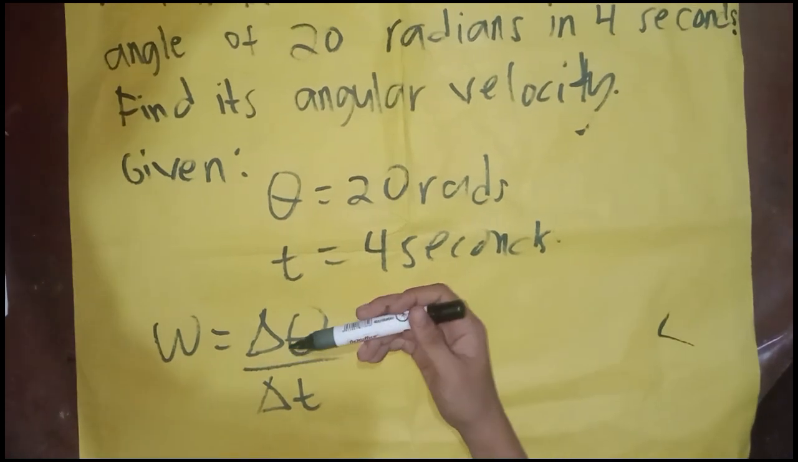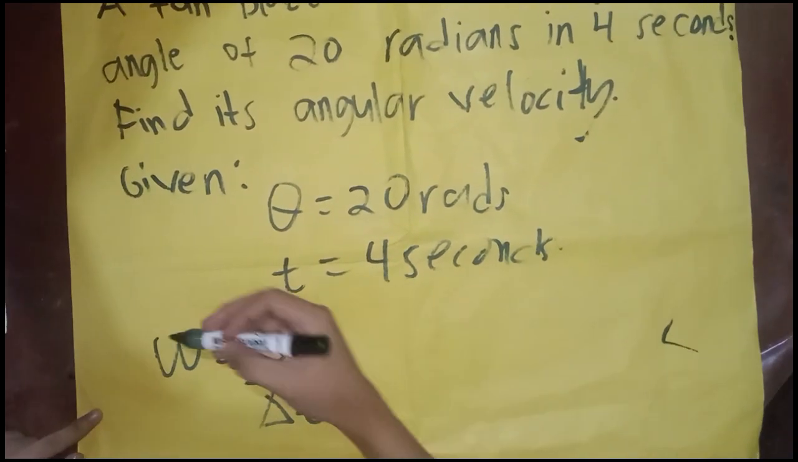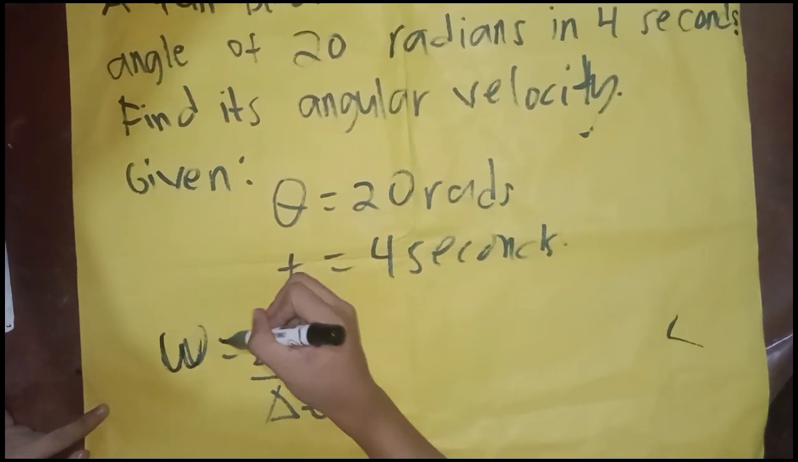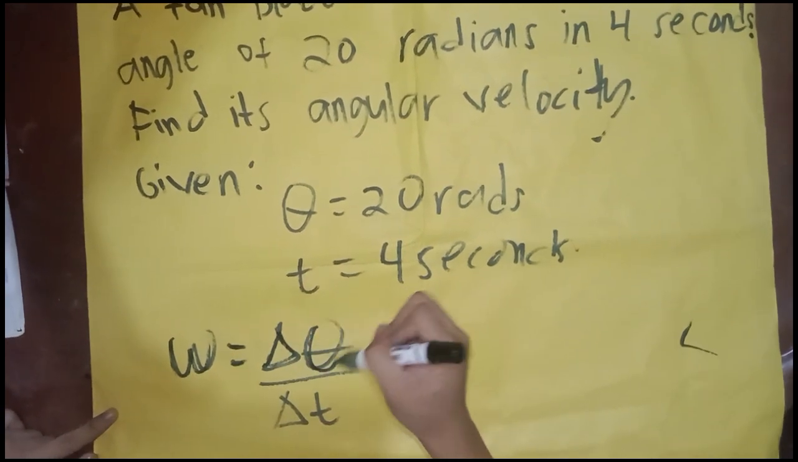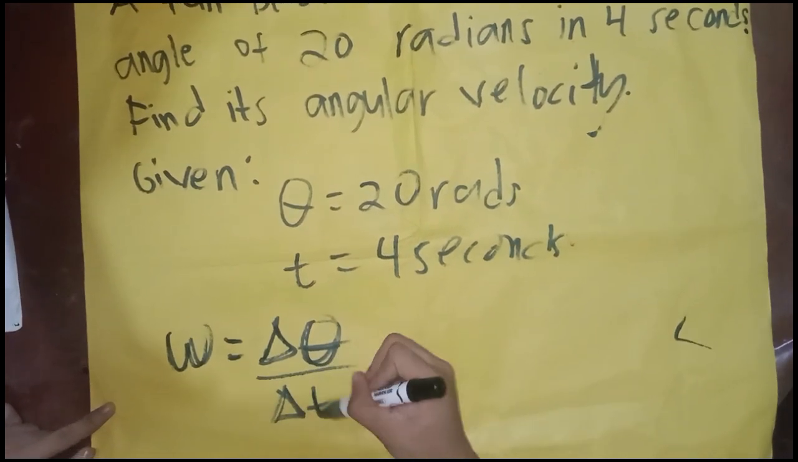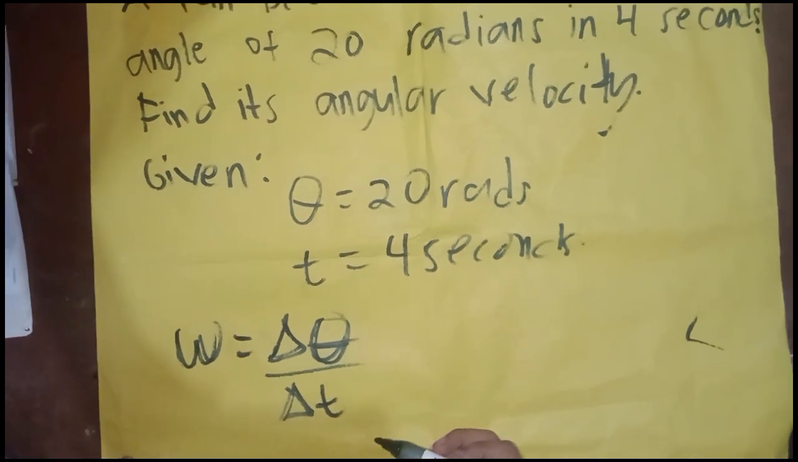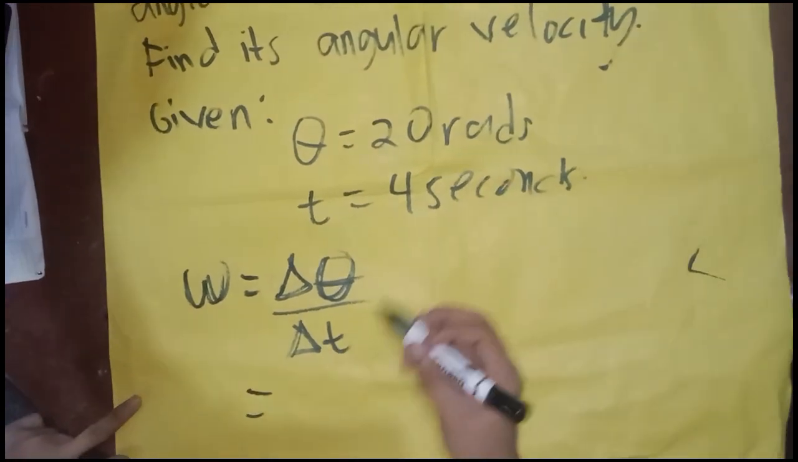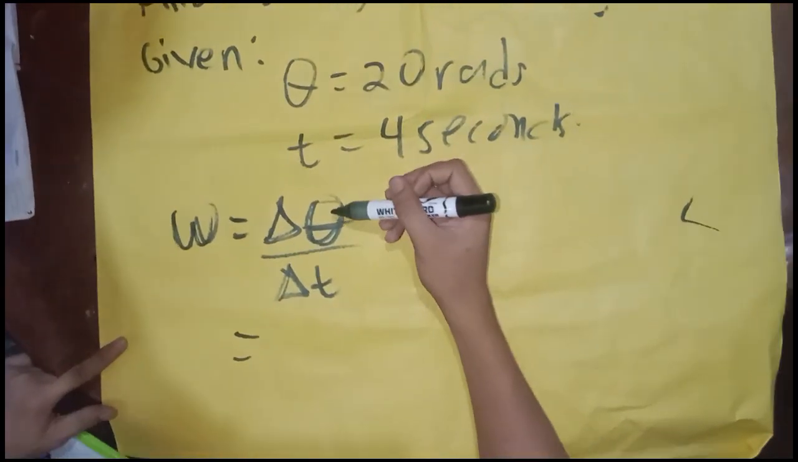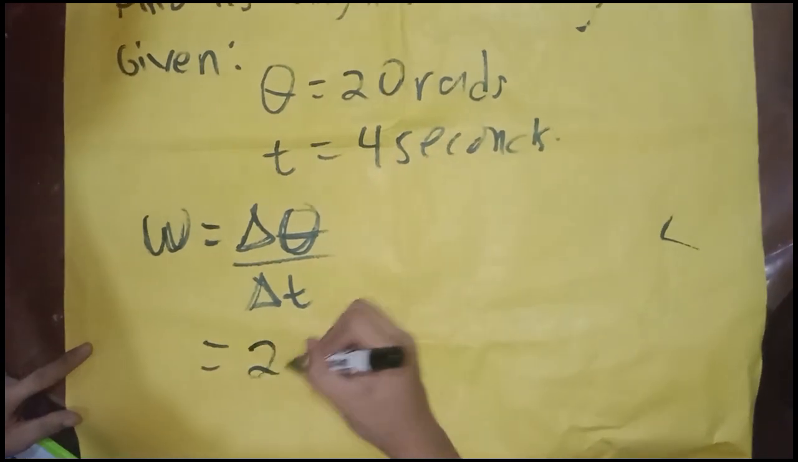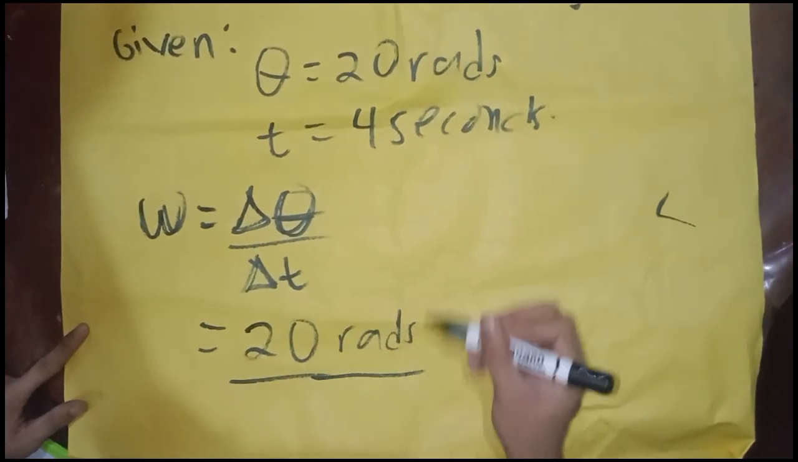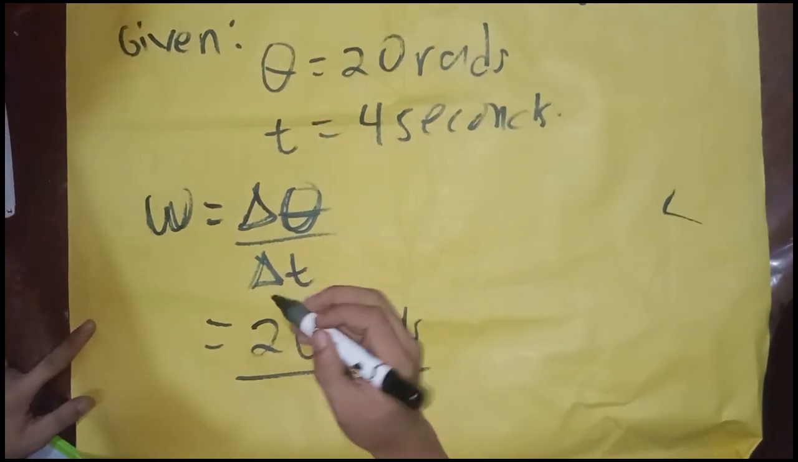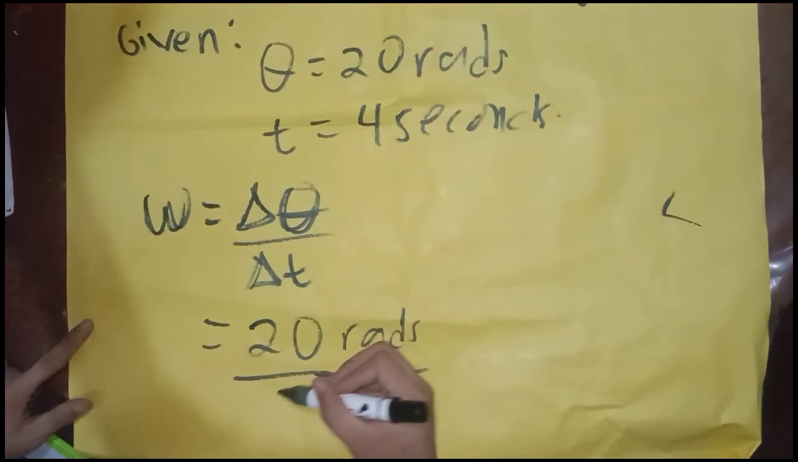I already put the formula. Omega is equal to the change in displacement over the change in time. So let's just substitute the given. Our angular displacement is equal to 20 rad over our time, t, which is equal to 4 seconds.